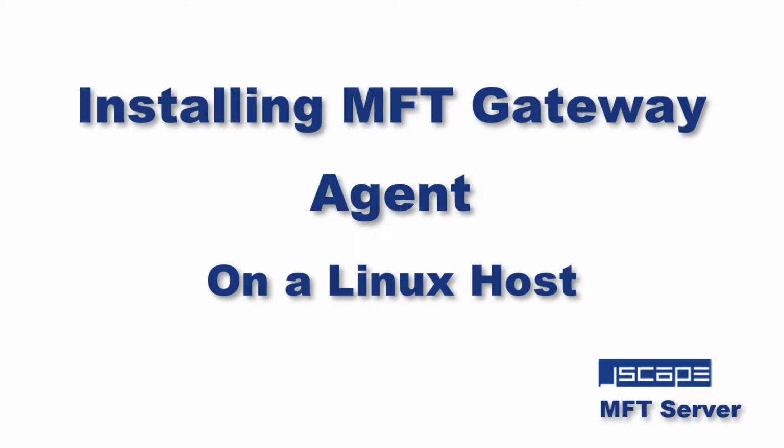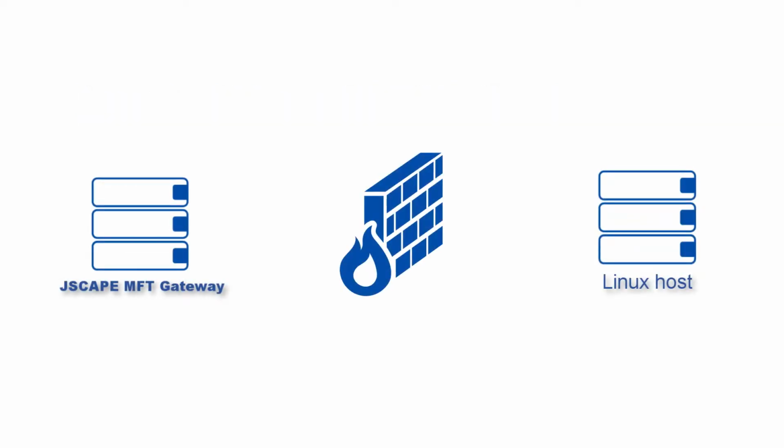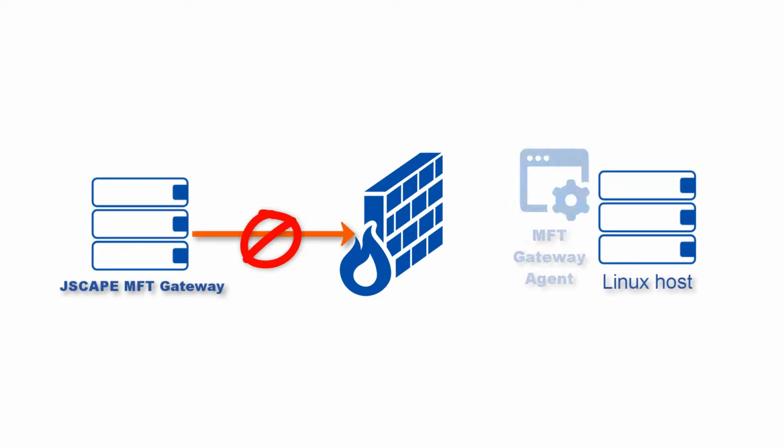Today, we'll walk you through the steps of installing the JSCAPE MFT Gateway Agent on a Linux machine and adding that agent on MFT Gateway. Delegating network requests to an agent can come in handy if the Linux box running a service you want to create a reverse proxy for is located behind a firewall that doesn't allow any connections from external sources.